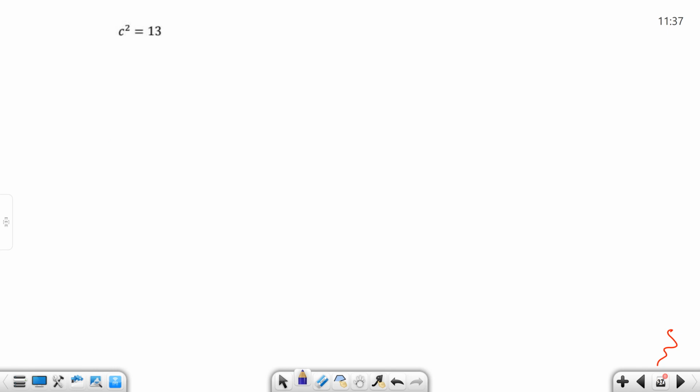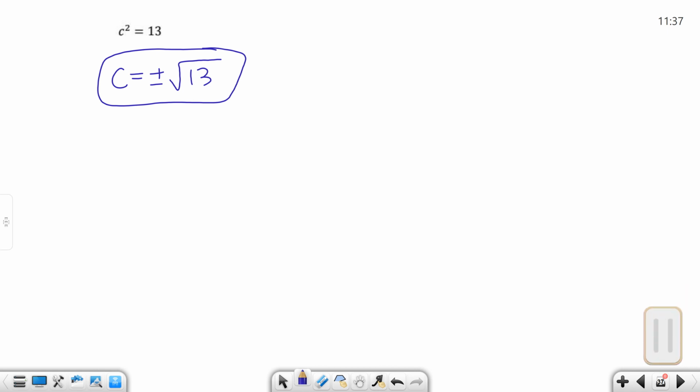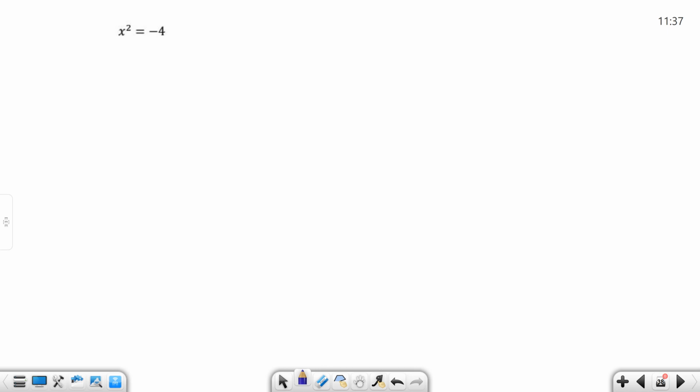Okay, so c squared equals 13. Again, I say c equals plus or minus the square root of this other side, 13. And guess what? I cannot simplify the square root of 13, so that one is actually done. I didn't need a whole screen for that. All right, let me erase this too. Let's look at the next one.